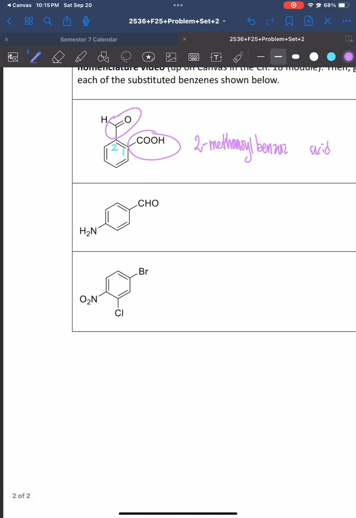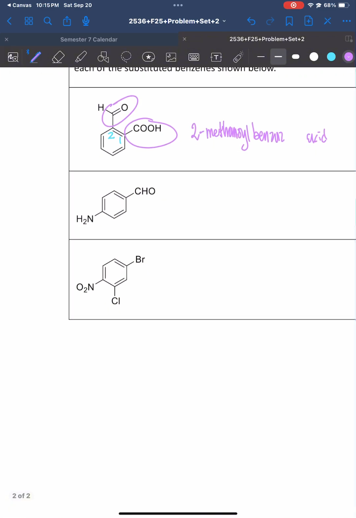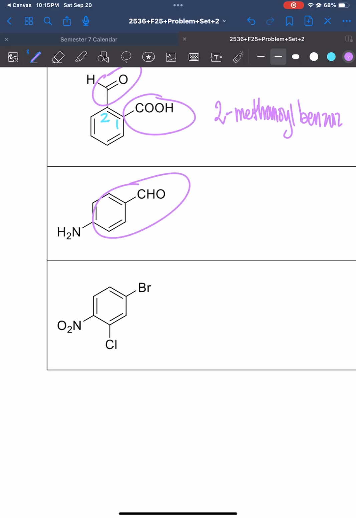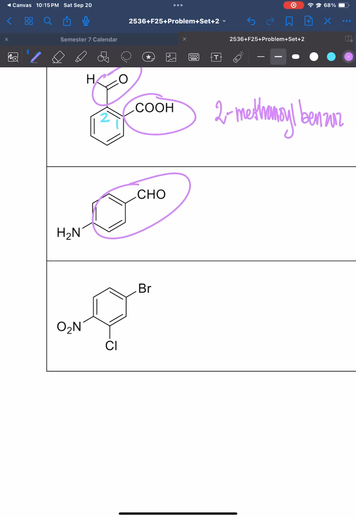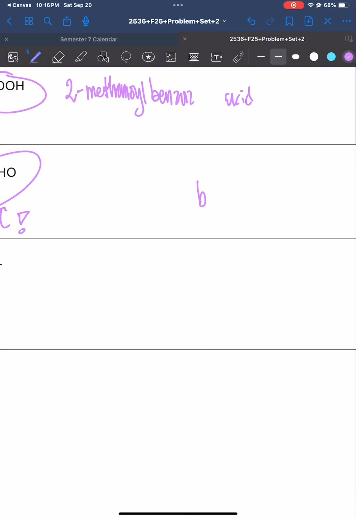Now let's look at the second one. We have this group here, CHO. This can also be another way to write out benzaldehyde. I know it can be a little confusing because, what if it's like a benzoic acid of some sort, but just know whenever you see CHO, it's going to be an aldehyde. We also have NH2, which, if you guys remember, is aniline. So if we know what takes priority, we know that the aldehyde is going to take priority. So we know we have a benzaldehyde of some sort.